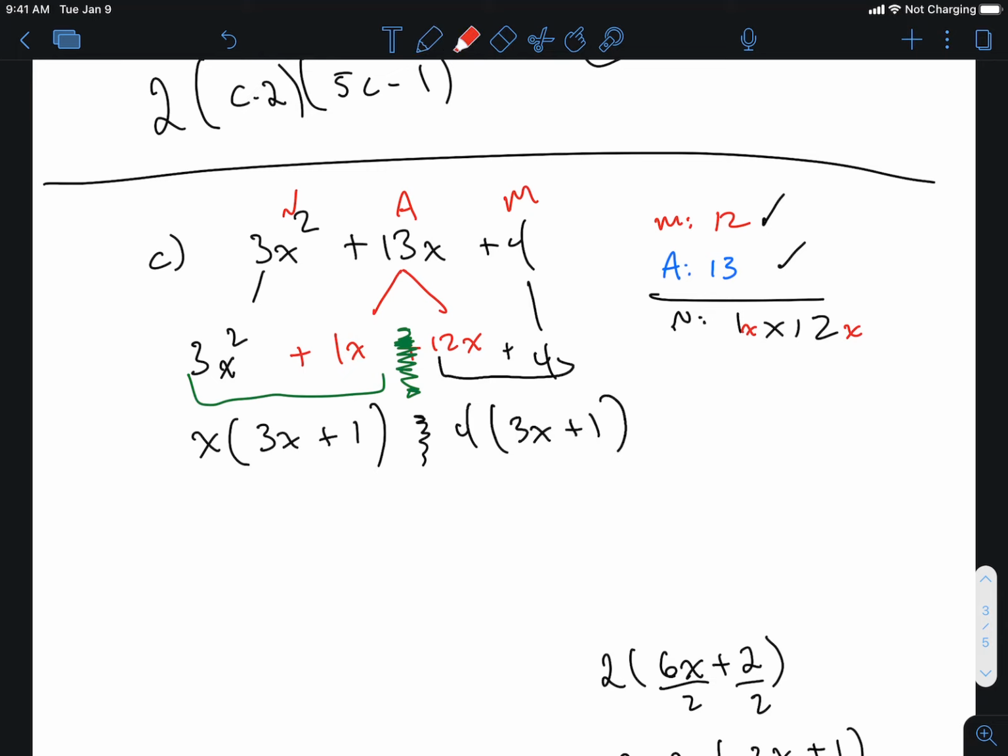Then I see both these pieces are shared. So I factor them out. 3x, don't forget your equal signs. I always forget my equal signs. And what's left?